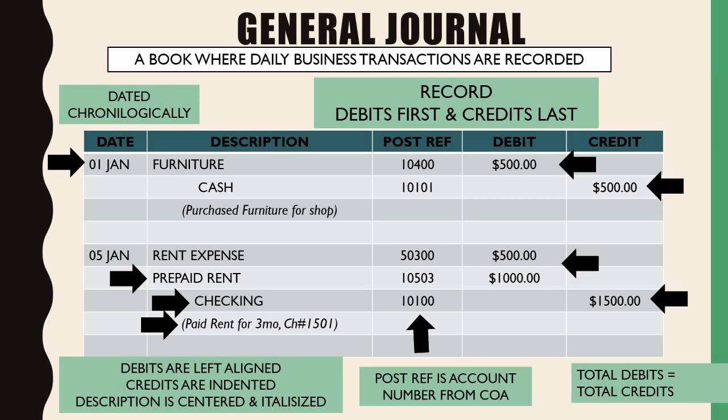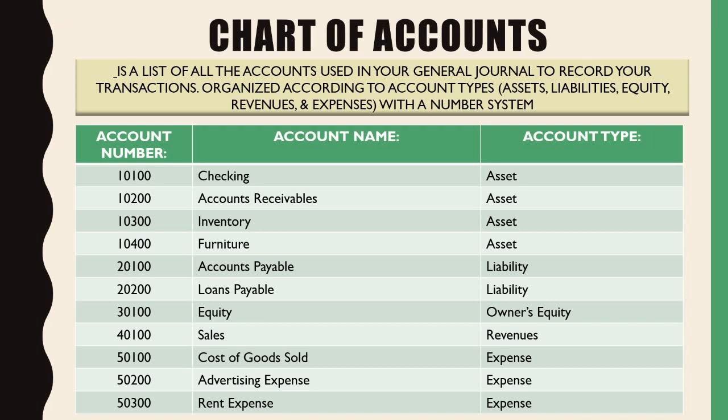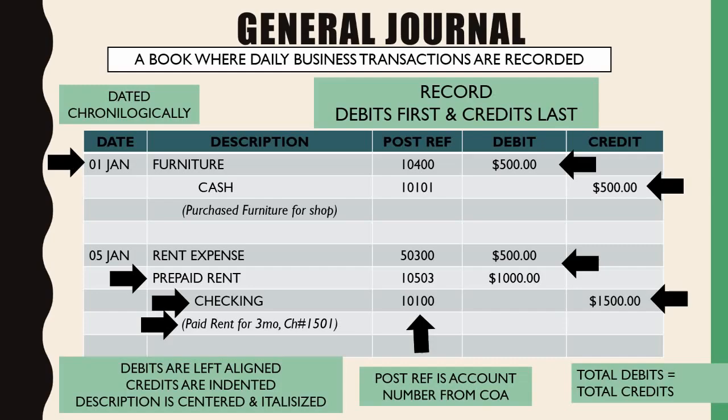Okay? And of course, once you have that, the next section is going to be the post reference, or in this case, oftentimes you'll see it as PR. PR is going to be, if you use account numbers, the account number that's associated to that account. Okay, so if you remember, let's look at cash or checking, right? If I look at my chart of accounts, it's account number 10100, and that's exactly what I posted right here. 10100 is my checking account, okay?